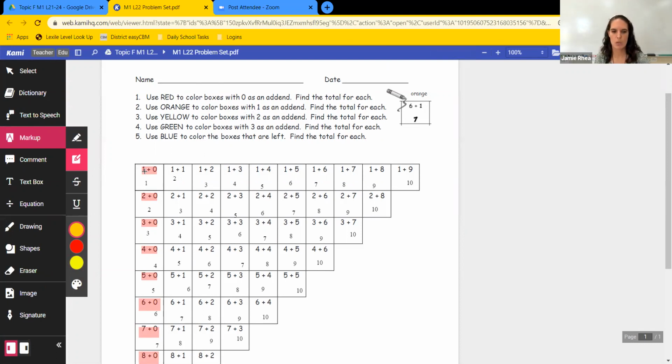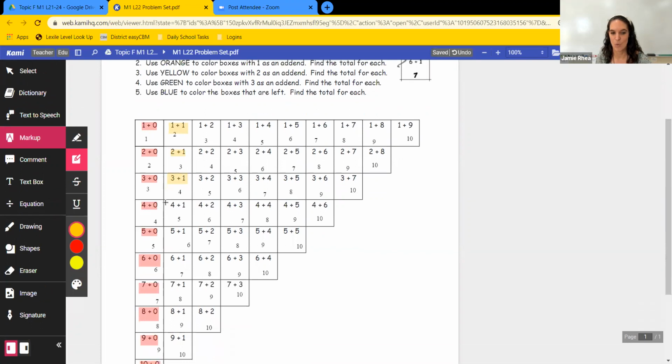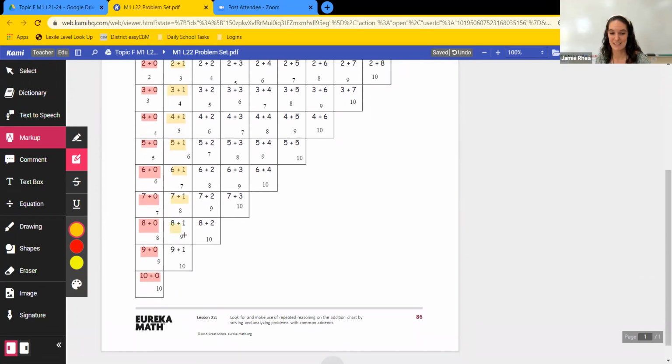We're only going to color it in one time. But I can come over and say, oh, wait, look, here's 1 plus 1. There's a 1 in my add-in. Oh, look, here's 2 plus 1. There's a 1 in my add-in. There's 3 plus 1. 4 plus 1. 5 plus 1. Do you see where we're going? As long as it has a 1 in my add-in, I'm going to color that box in.